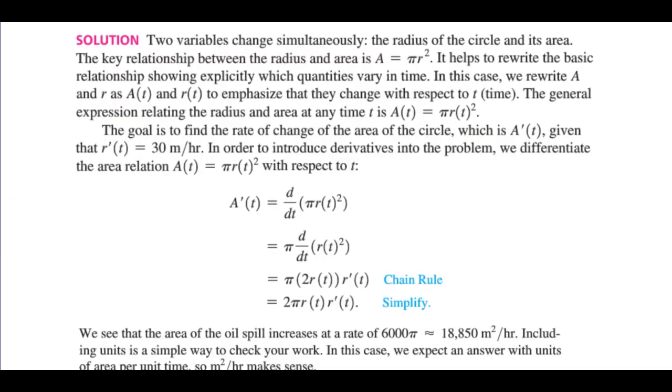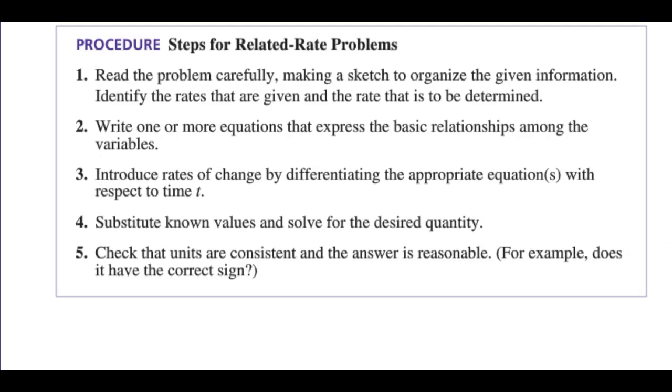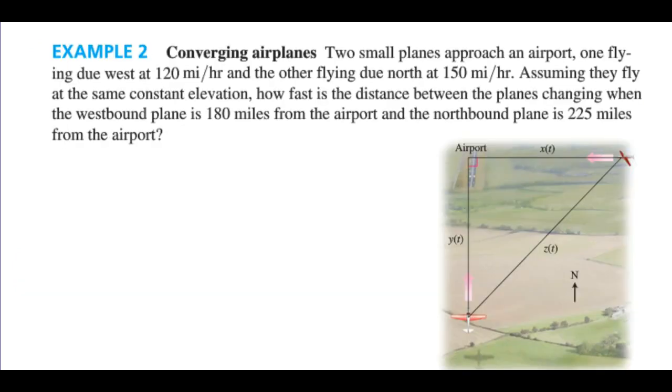So here's the author's explanation. It looks like he got the same answer, which is always good. And so here's the book's suggestions about how to solve related rates problems and their steps. But I would always try to just list what's given and what we're trying to find. And of course, we need an equation that we're looking for.